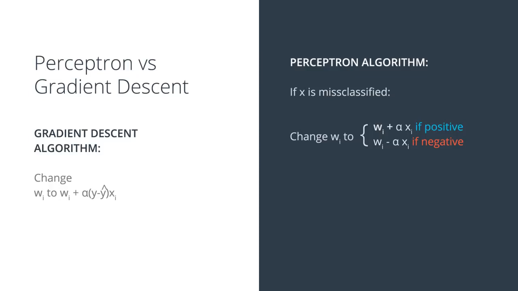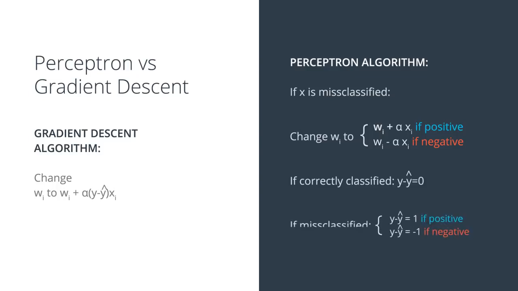Now the question is, are these two things the same? Well, let's remember that in the perceptron algorithm, the labels are 1 and 0, and the predictions y hat are also 1 and 0. So if the point is correctly classified, then y minus y hat is 0 because y is equal to y hat. Now if the point is labeled blue, then y equals 1, and if it's misclassified, then the prediction must be y hat equals 0. So y hat minus y is minus 1. Similarly, if the point is labeled red, then y equals 0 and y hat equals 1, so y hat minus y equals 1.